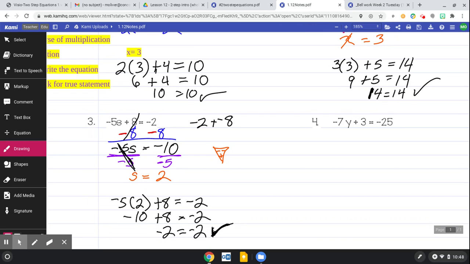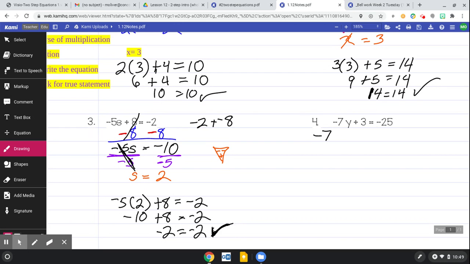And that's why it pays to show your work, because then you can go back and see what you did and hopefully find your mistake, or at least your teacher can see your mistake and know if it's a computation error or an algebraic misunderstanding mistake. Okay. All right, number 4, let's do this one like we did the one above it.